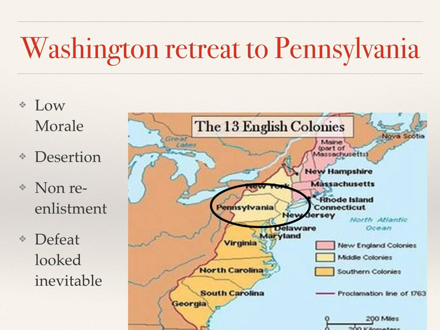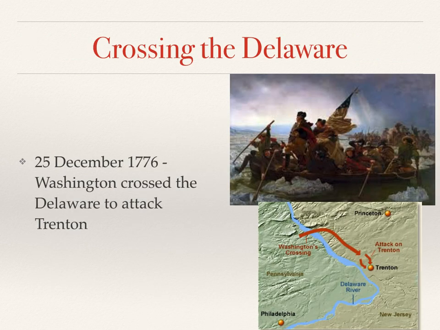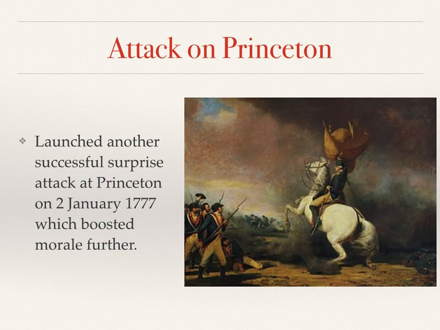Soldiers were deserting, they were not re-enlisting, and many thought the British would soon win. In a famous moment in the War of Independence, George Washington launched a surprise attack on the British at a place called Trenton. This operation was known as Victory or Death. Here he crossed the Delaware River in the middle of the night on Christmas Day, and he defeated the surprised British army. He then launched another surprise attack at Princeton on the 3rd of January in 1777.